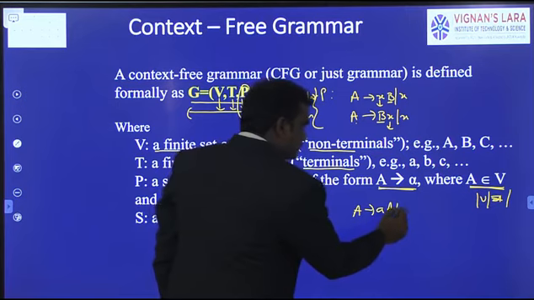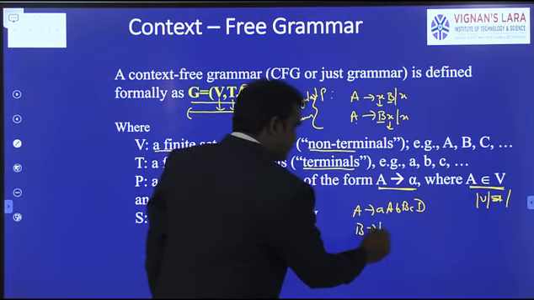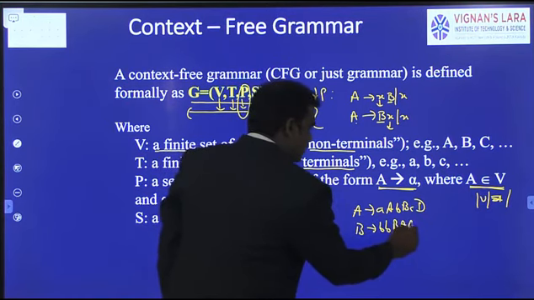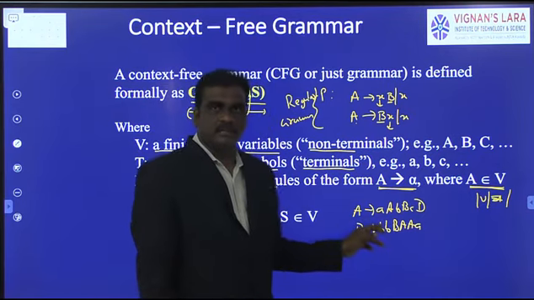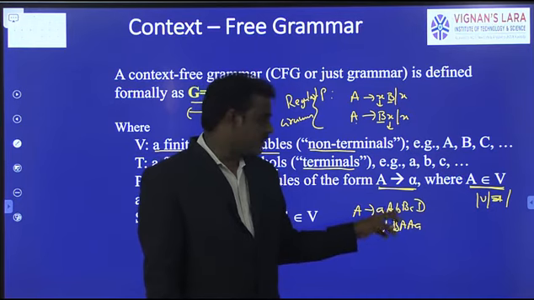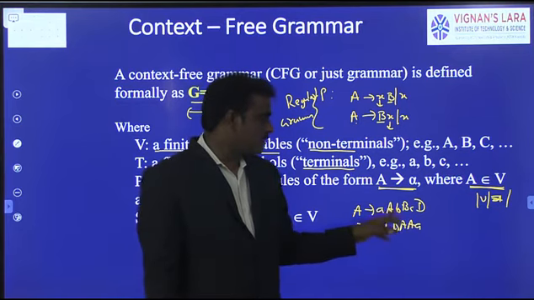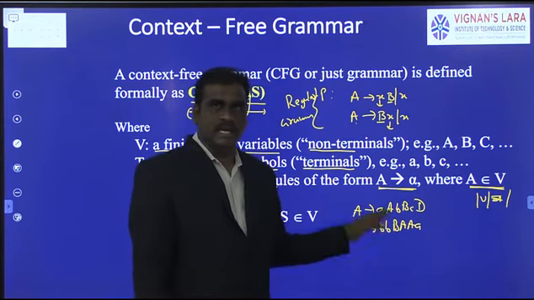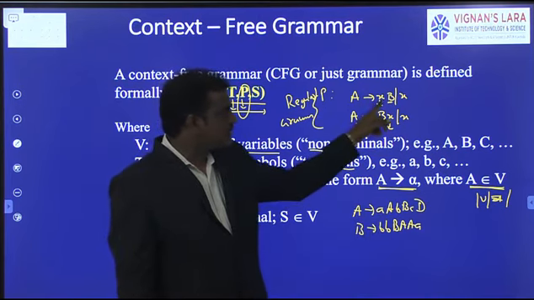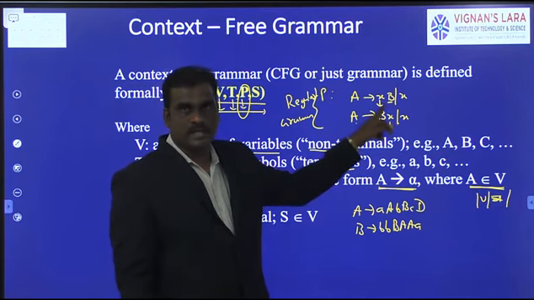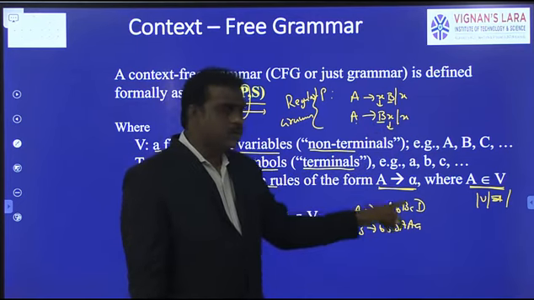For example, take aA. We can write like this. In the same way bB, bBa, and so on. Here small a is a terminal symbol, capital A is a non-terminal symbol. Again, small letters are terminals, capital letters are non-terminals or variables. So it is a combination of terminals and non-terminals, and non-terminals and terminal symbols. It is an alpha. Whereas in regular grammar we have some restriction: it starts with a string of terminals followed by a single non-terminal symbol, or a single non-terminal symbol followed by a string of terminals. But here there is no restriction.